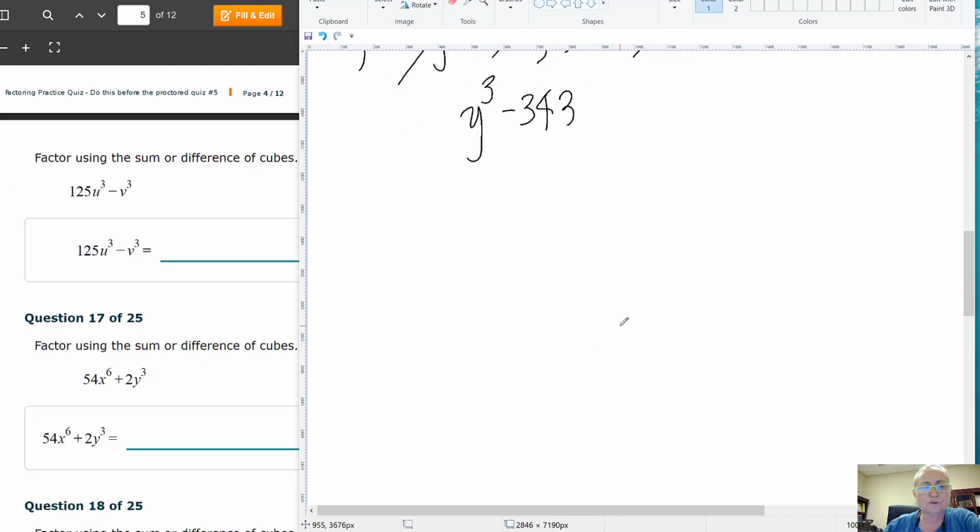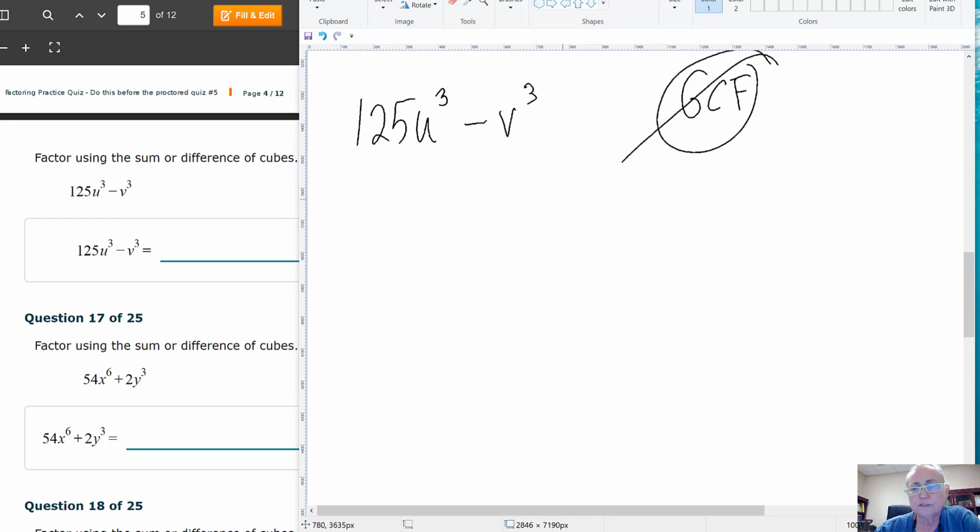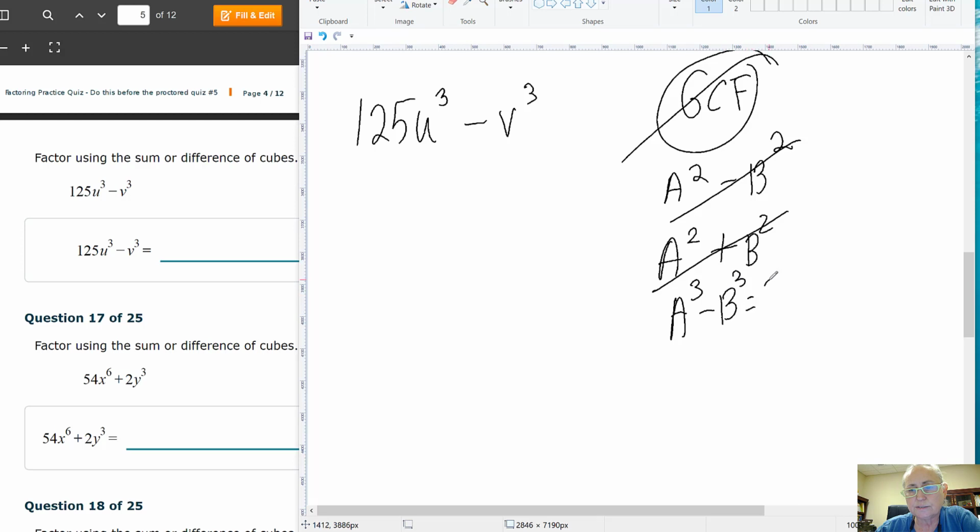Let's do another difference of cubes. 125 u to the third minus v to the third. Now we have to look for GCF, and there is no GCF. So I'm looking for a pattern. The only patterns we've seen so far, a squared minus b squared. Well, those are squares, but these are cubes, so it's not that one. A squared plus b squared. Well, it's not that one because that's a plus, and also those aren't squares. Then a cubed minus b cubed we did, and we said it's a minus b, a squared plus ab plus b squared.